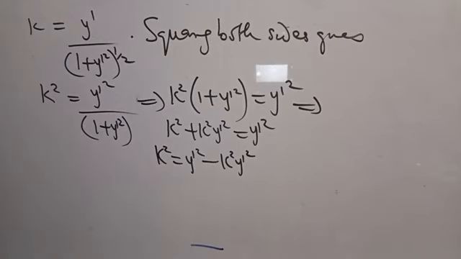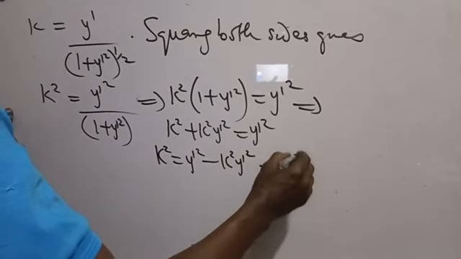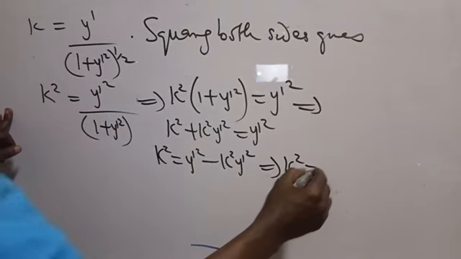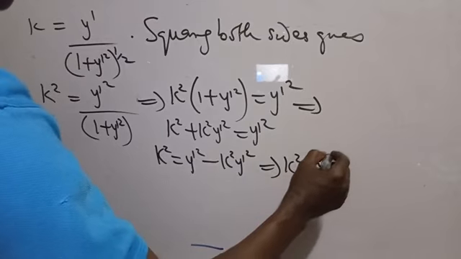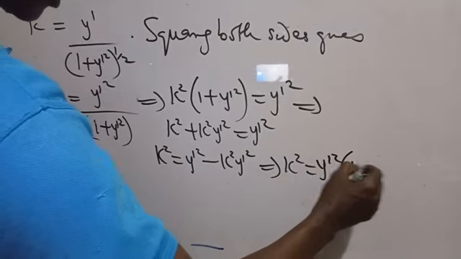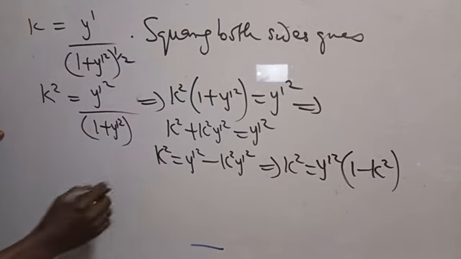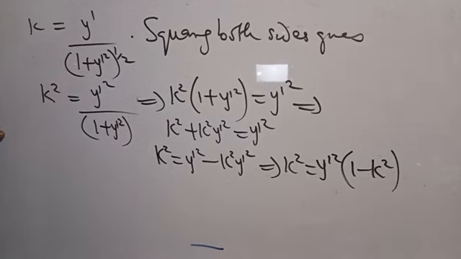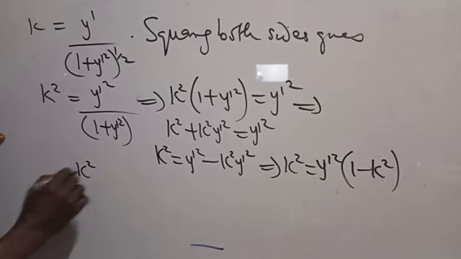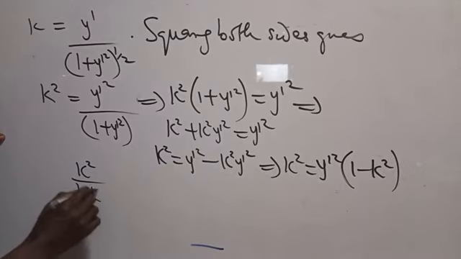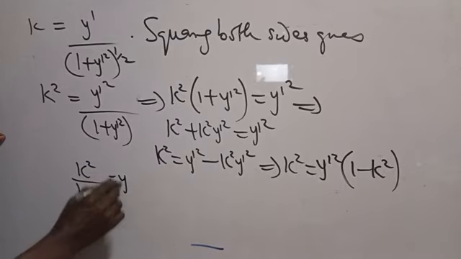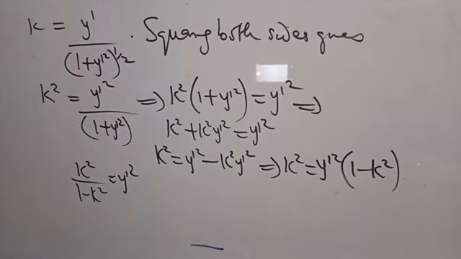Beautiful. So, which implies k squared is equal to y prime squared into 1 minus k squared. So we can arrive at this. You can see now that dividing both sides by 1 minus k squared, we have k squared all over 1 minus k squared is equal to y prime squared. Fine. Now, to remove the square from each, we find the square root of both sides.